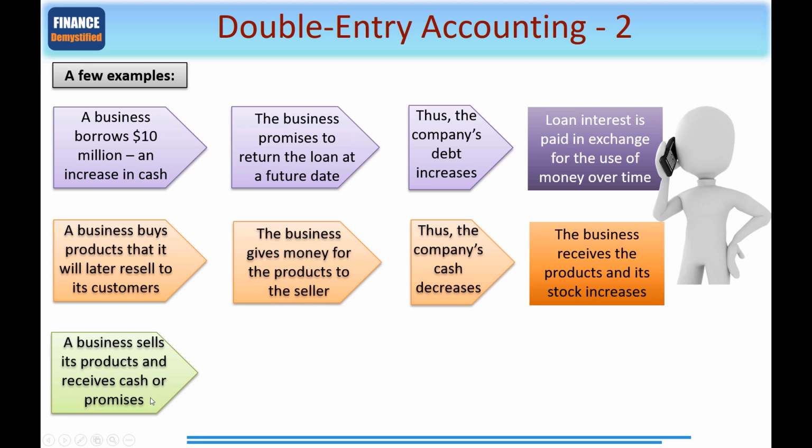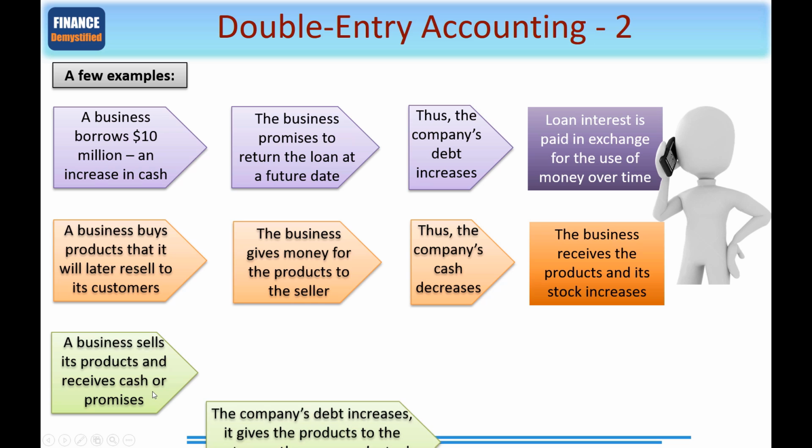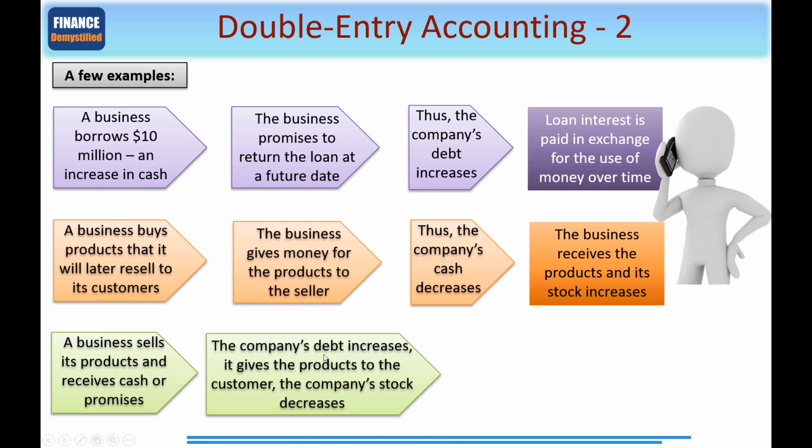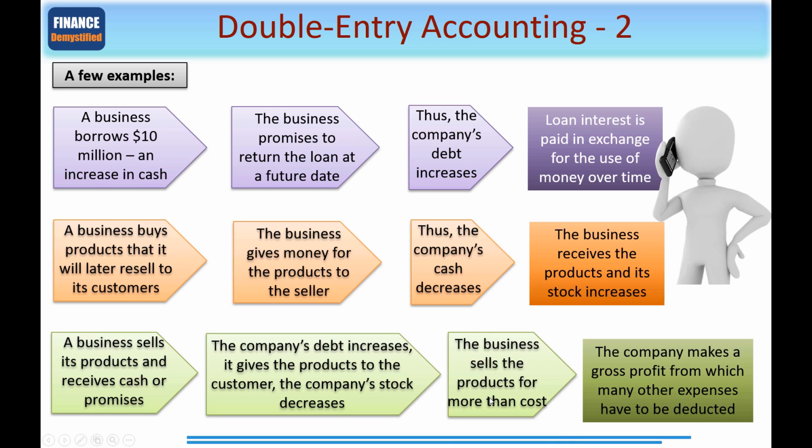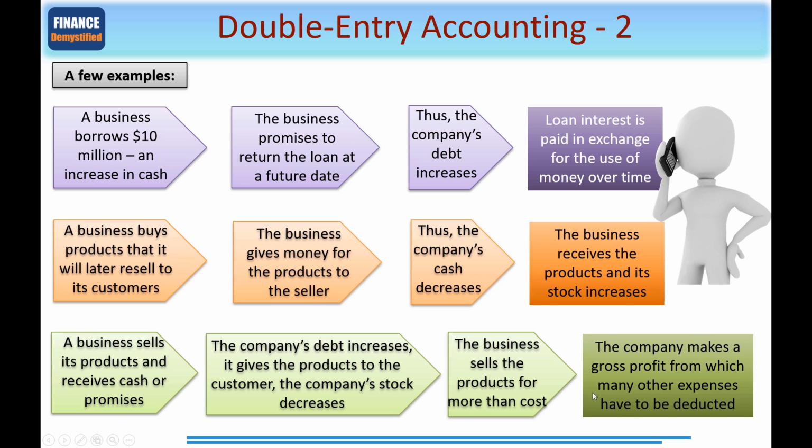In this case, a business sells its products and receives cash or promises to pay. Thus, the company's debt increases, and because it sells the products to the customer, the company's stock decreases, much like our hamburger. The business sells the products for more than they cost, hence they'll make a profit, from which other expenses may also have to be deducted.